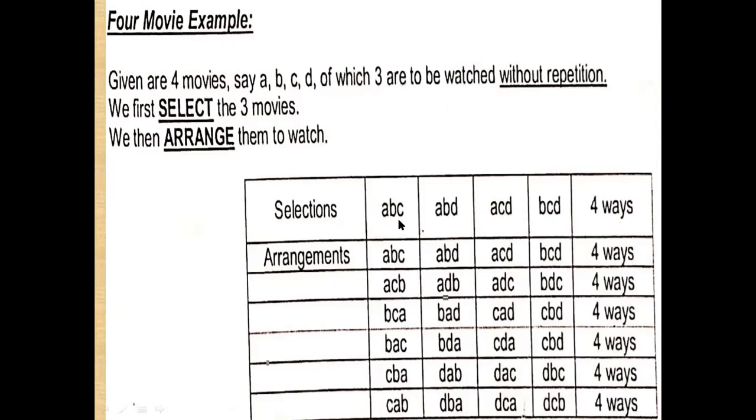But what is arrangement? If you have selected option ABC, now either you can see A first, B second, C third, or you can see A first, C second, B third, or you can see B first, C second, A third. These are all different. So in selection, order doesn't matter. That's why we have only 4 ways. But in arrangements, order matters. Like ABC and ACB are different.